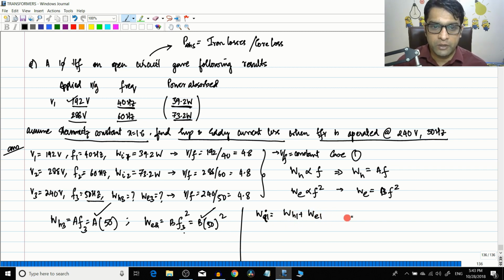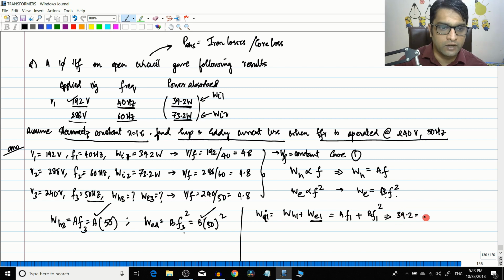Okay, so now WH1 value will be equal to A into F1, right? Plus the eddy current loss, which is equal to B into F1 square. That means the WI1 value, which is 39.2, is equal to A into F1. What is the F1 value? 40 hertz. A into 40 plus B into 40 square.